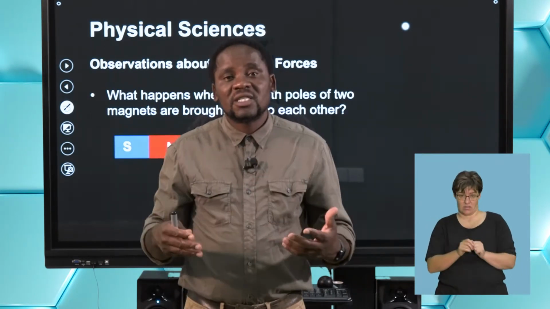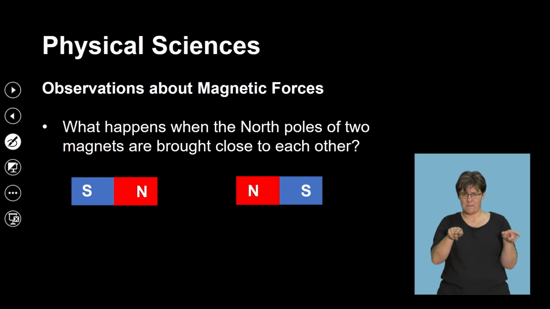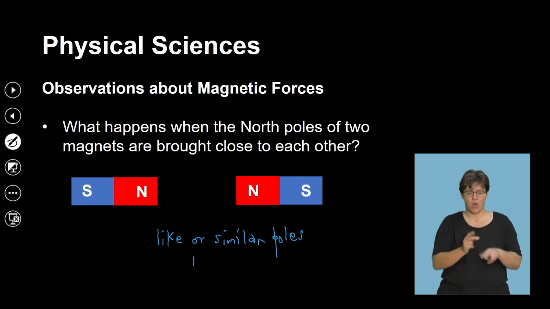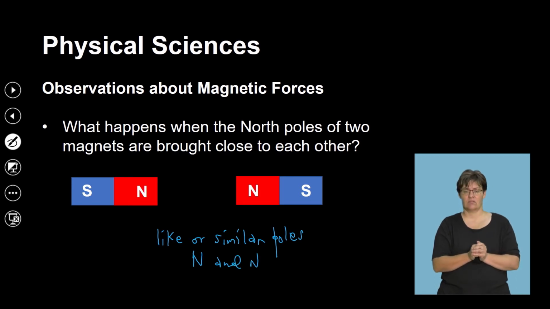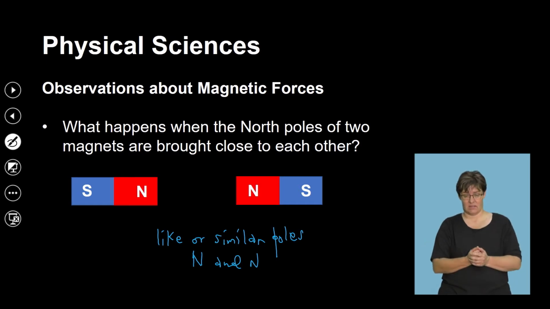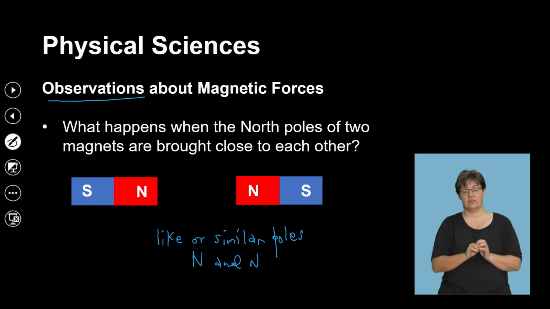So the prediction is such that if you have two magnets and you take two poles, in this case we've got two like poles. These are like, or similar, poles. Why do we say these are like poles? Because it's north and north. So what happens? These two tend to push each other away. The force that is relevant in this case, in terms of the observation, is that as these two push each other away, they actually repel.